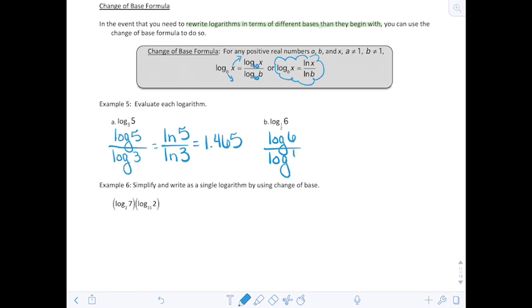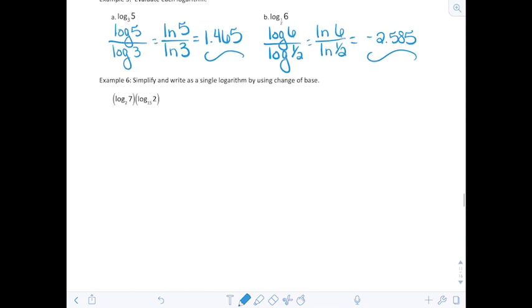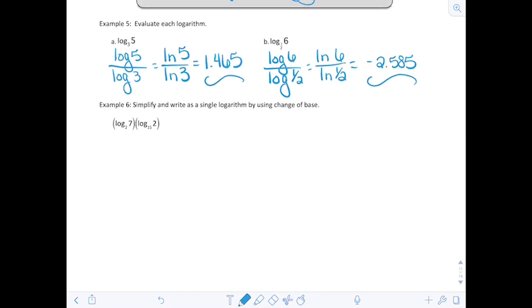So the log base 1/2 of 6 is going to be the log of 6 divided by the log of 1/2. As I evaluate, you could also plug in the natural log of 6 divided by the natural log of 1/2, and that's going to give me negative 2.585. Okay? And this should be familiar from something that you've done in Algebra 2. This example, number 6, is something that will be new.